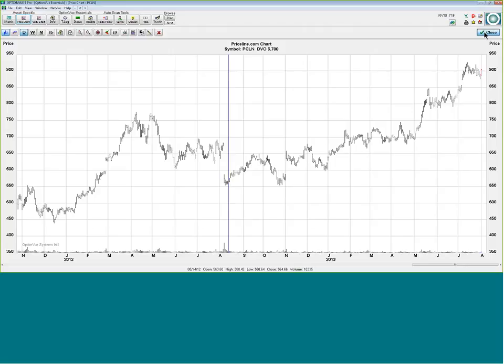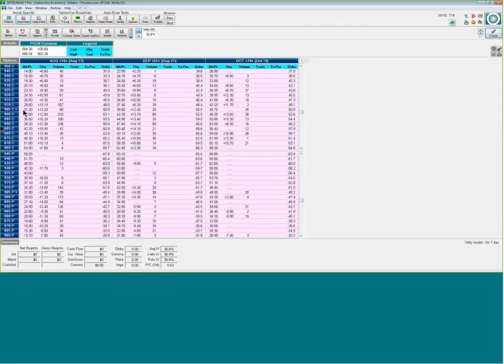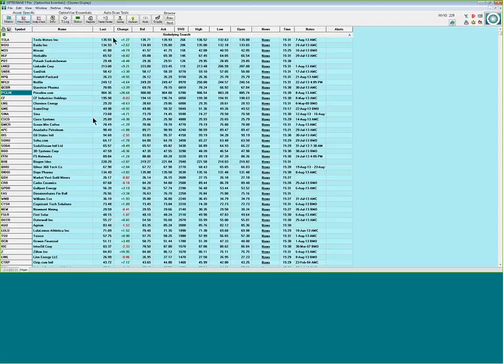Remember, chance favors the prepared mind. So if you're trading equities, you want to know when earnings are for any of these equities. And I just showed you another way to do that. Now, we can also search stocks that are in the next few days.